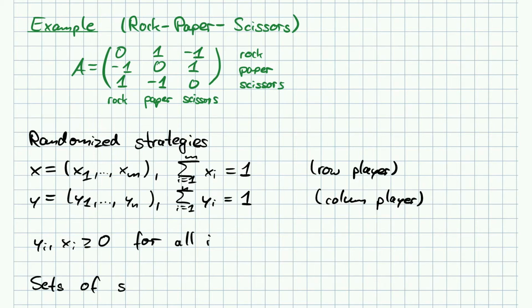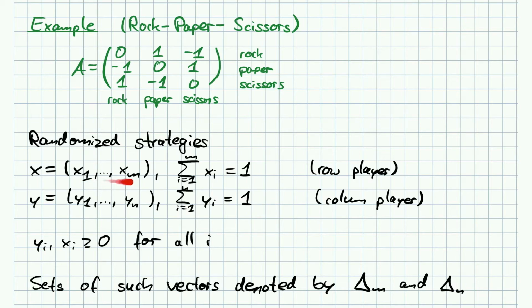And the sets of such vectors are denoted by delta m and delta n respectively. So this is what people also call the m or n dimensional simplex. So this will be the set of all vectors with m non-negative entries, and all components sum up to 1, or here we have n components and all these sum up to 1 and they're all non-negative.